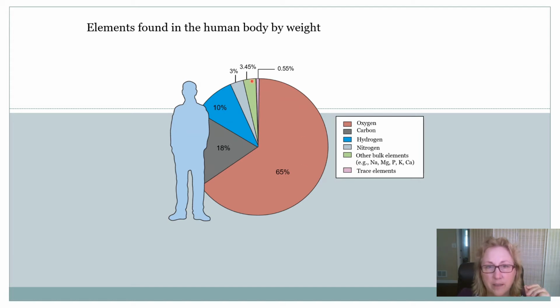The green pie slice here, about 3%, that's all the salts. So sodium, magnesium, phosphorus, potassium, and calcium. And then the pink slice here, half of 1% is everything else. Iron, copper, selenium, iodine, all those trace elements, which are usually in the essential minerals on your vitamin package, that's less than 0.5% of your body by weight, is all those added together. So they're absolutely essential, but only in very small quantities.